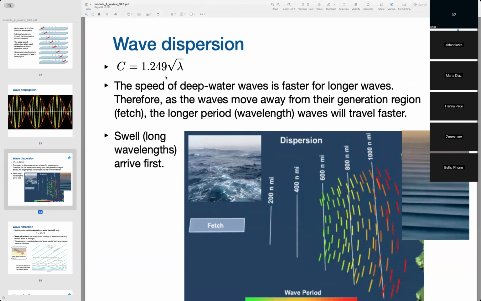So please remember that, again, the longer waves travel faster than the shorter waves and give us the separation of a wave package that is all generated at the same time and same space. But as we go away from this generation region, the waves with larger period will arrive first, and then the waves with shorter wavelengths and shorter period will arrive later.